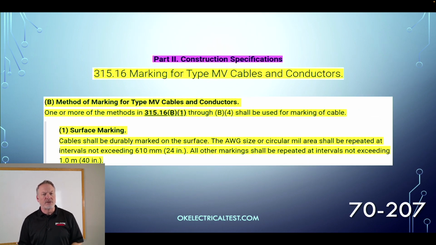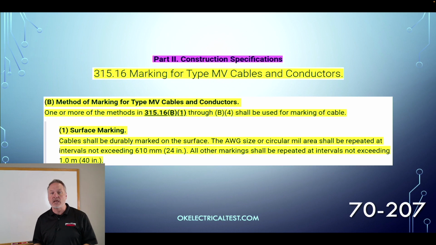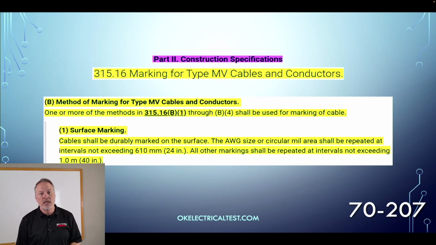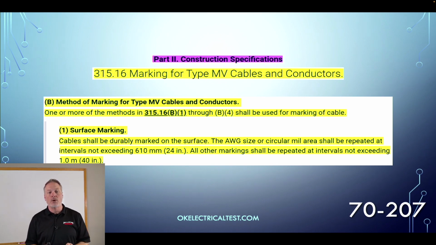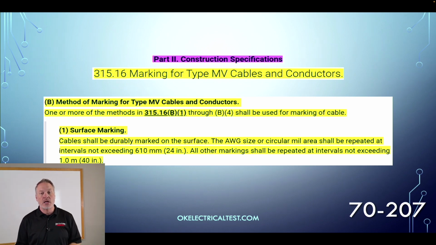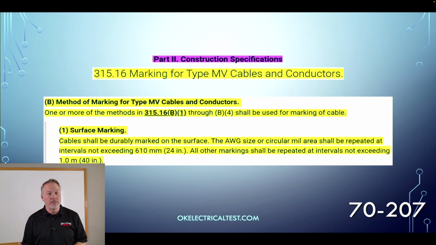Let's move into 315.16. This is marking on those medium voltage cables and conductors. And letter B, we've got method of marking for MV cables and conductors. It says one or more of the methods in 315.16 B1 through B4 shall be used for marking of the cables. And then number one, a surface marking. It says cables shall be durably marked on the surface.